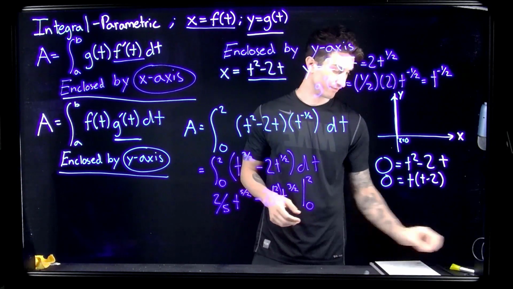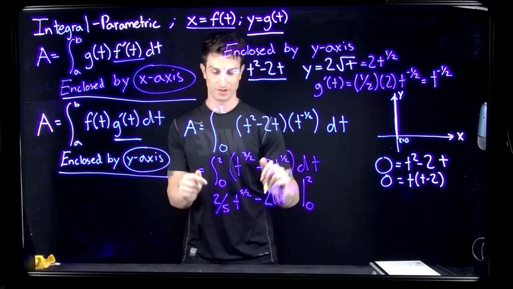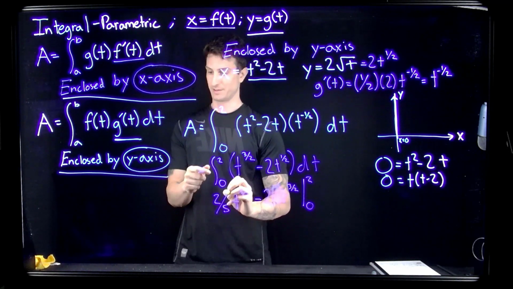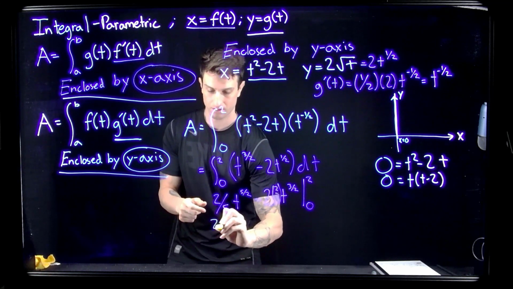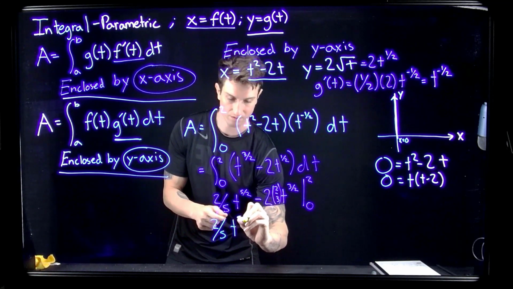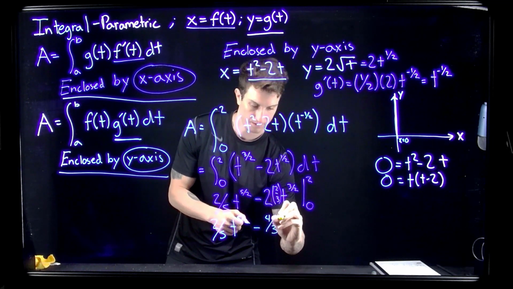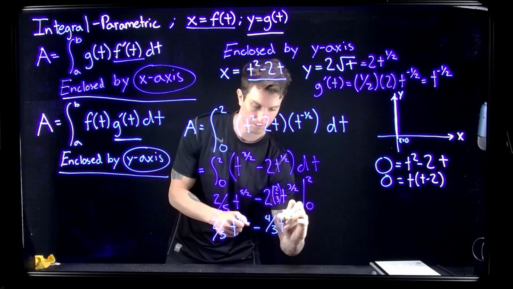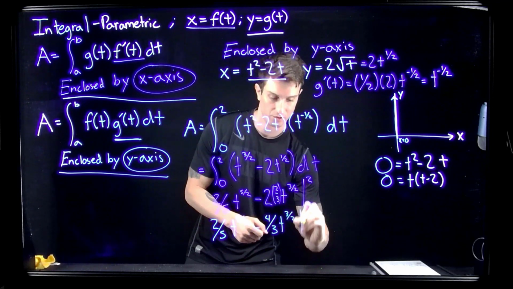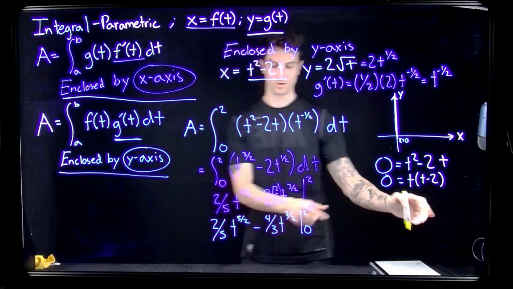Okay, so let's simplify all of this first. The 0 is going to be nice, so we really just need to worry about the 2. I'm running out of space. 2/5 t to the 5 over 2, minus 4/3 t to the 3 over 2. And again, from 2 to 0. Okay, so this is our last step. I can write it over here.